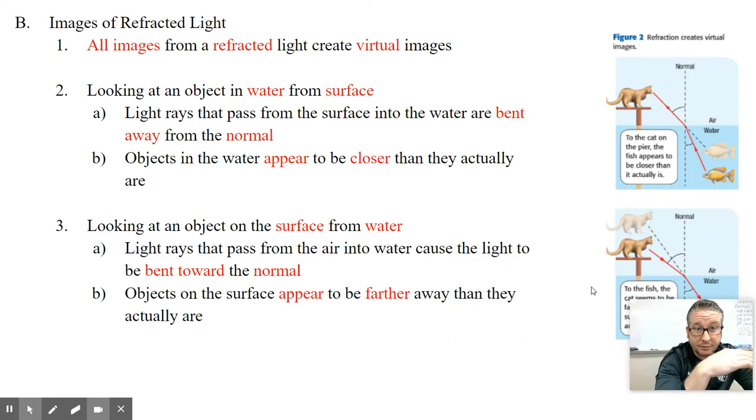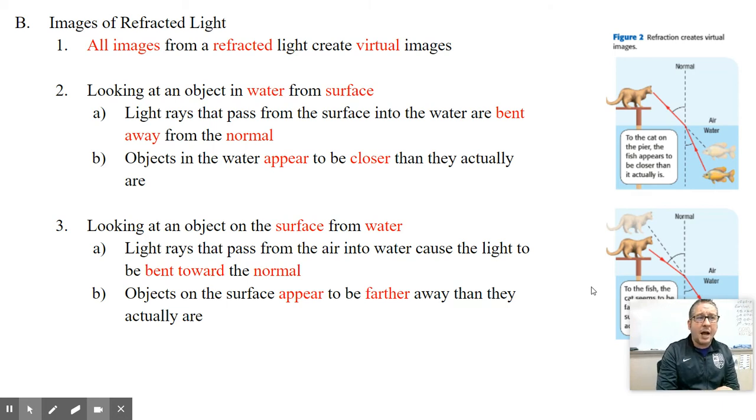So if you've ever been standing over a pool or a river or any other body of water, like a pond or lake, we tend to see images a little different than what they would normally appear to be. Okay, it's because we have light that is being refracted through the water and the air. So it's going to appear as though some images or some objects are slightly off kilter, if you will. Now, all of these images from refracted light will create what are called virtual images. We talked about virtual images a section or two ago.